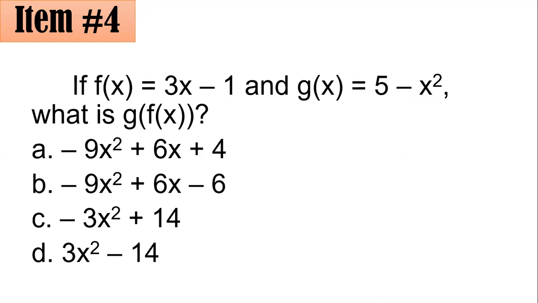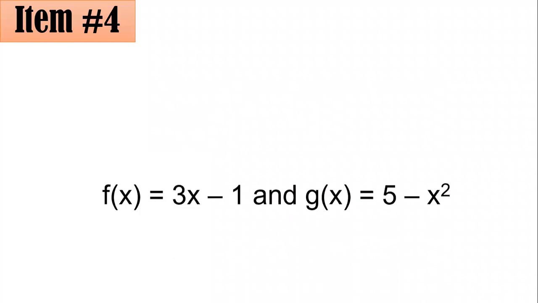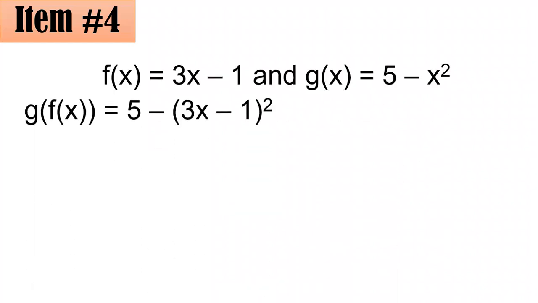For this one, since we have the same functions, this time, since f of x here is inside the parentheses, this means to say that this x of g of x will be replaced by the entirety of f of x. Hence, 3x minus 1 here will be substituted to the x of g of x. That is why you have g of f of x equals 5 minus the square of 3x minus 1.